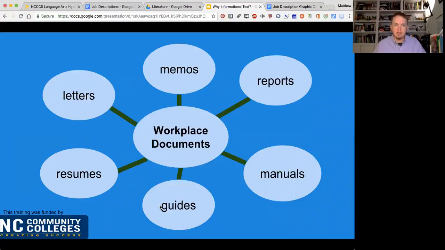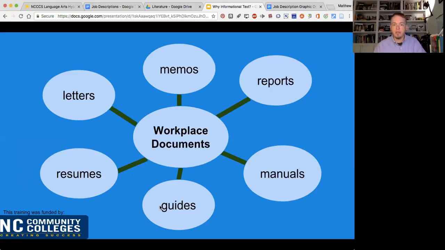And so in what ways does informational text come across to us in the workplace? It comes through reports and manuals and guides, which are written generally by someone else, probably someone in a position of authority telling you how to do something. And then you also have resumes and letters and memos that are written probably more laterally by colleagues, by customers, by maybe a supervisor telling you how to do something. Or if you're applying for a job or part of a hiring process, you'll be receiving resumes. And so these things are coming at you all the time.